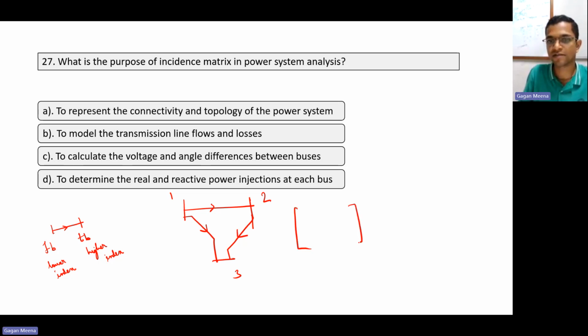Now the incidence matrix. These are buses and these are lines: line 1, line 2, line 3. Line 1 is connected between 1 to 2. It is leaving from 1, entering 2. So leaving we consider as positive. Then the rows are 1, -1, 0; 1, 0, -1; 0, 1, -1. This becomes the incidence matrix, generally represented by A.